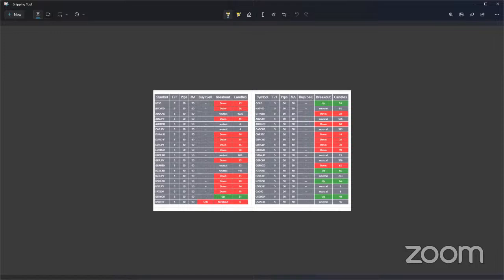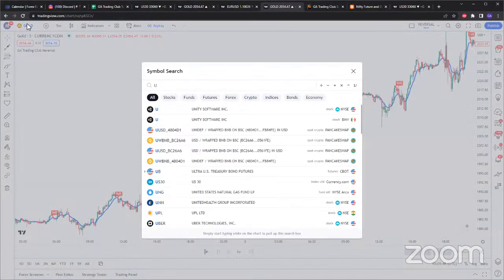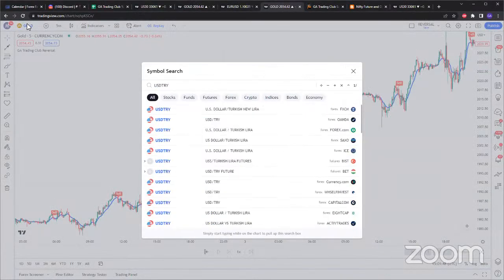Just as an example, it's called Turkish something, I forget the name of it. But let's stop share and then go on the charts to see. Ideally, we are looking for assets that have a breakout, and then come to this. So let's see, USD, yeah, Turkish lira.